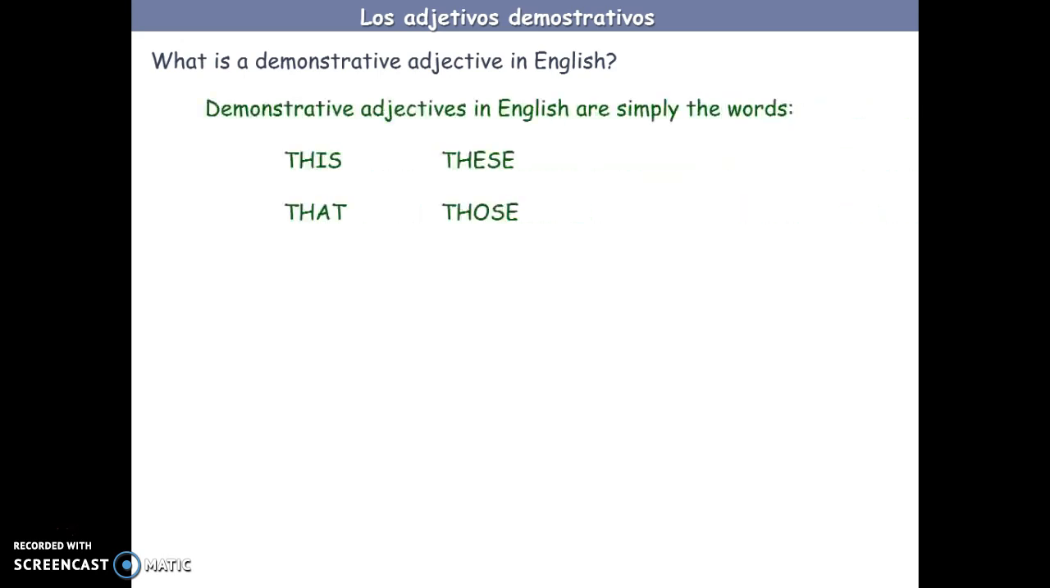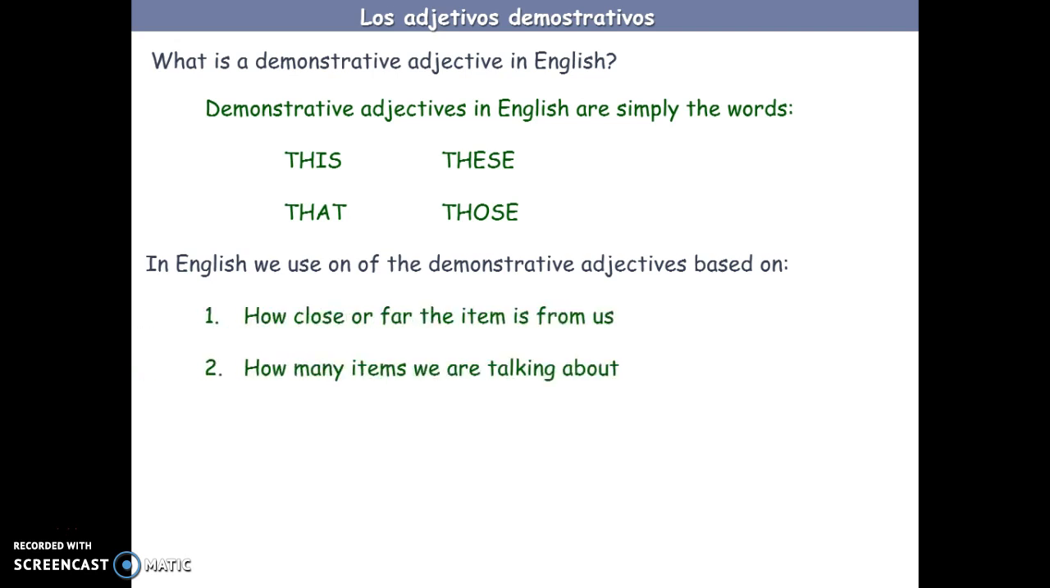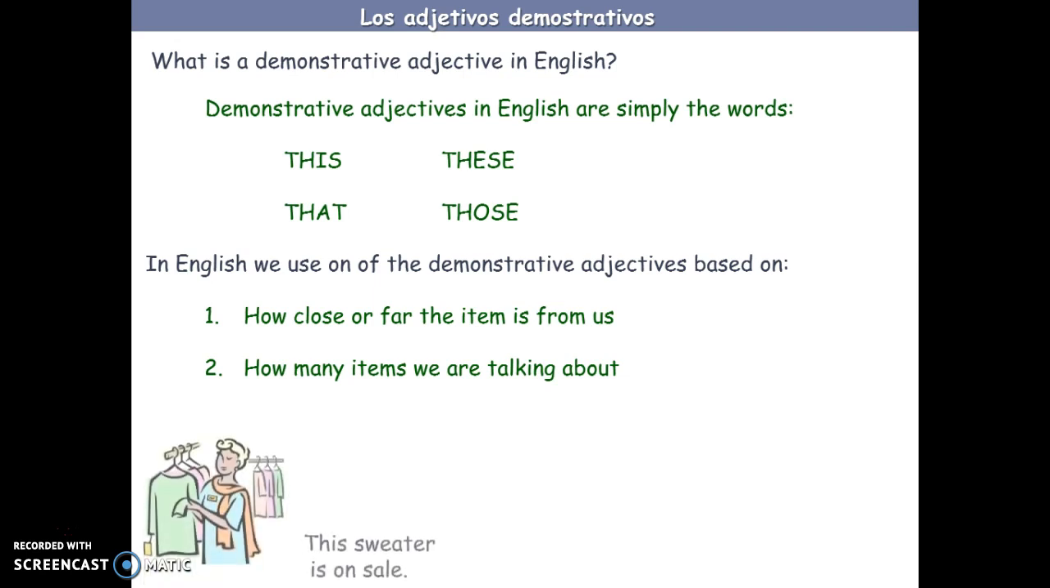So in English, demonstrative adjectives are simply these following words. This, that, these, and those. This and that being singular, and these and those being plural. In English, we use demonstrative adjectives based on how close or far the item is from us and how many items we're talking about. Okay?